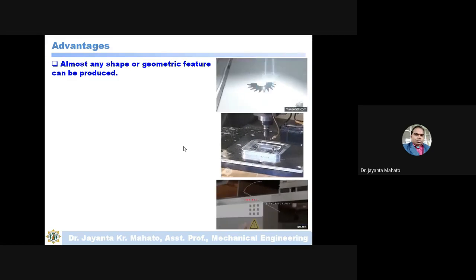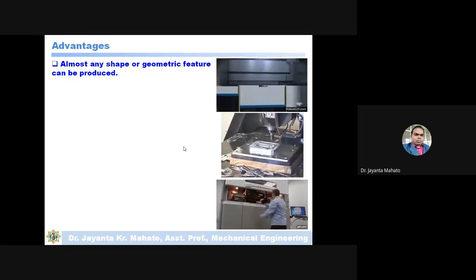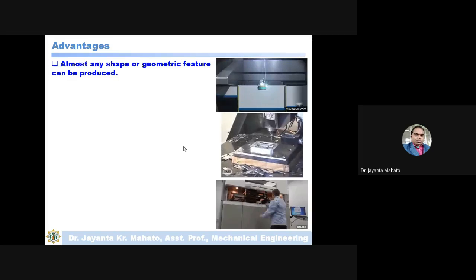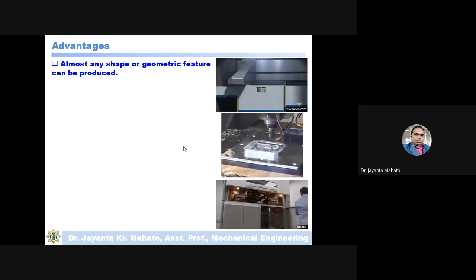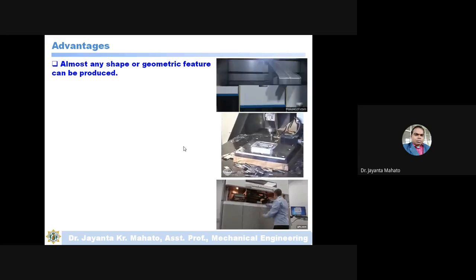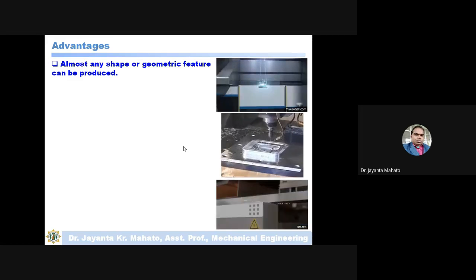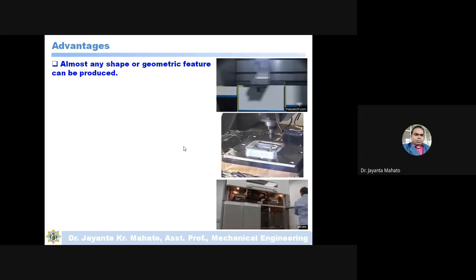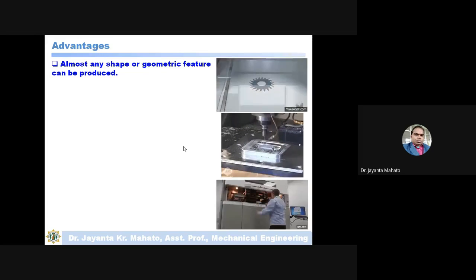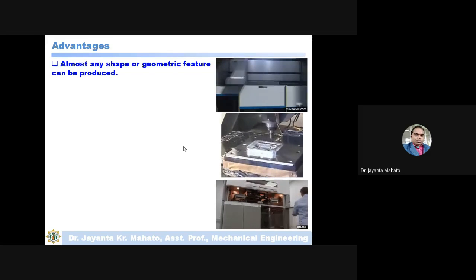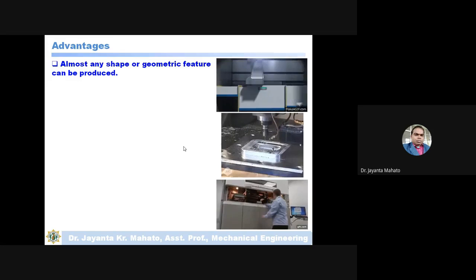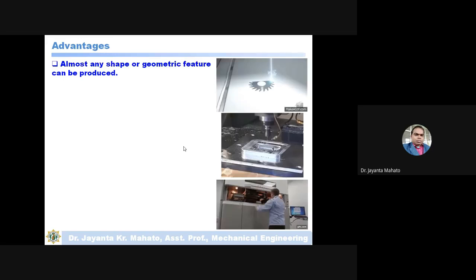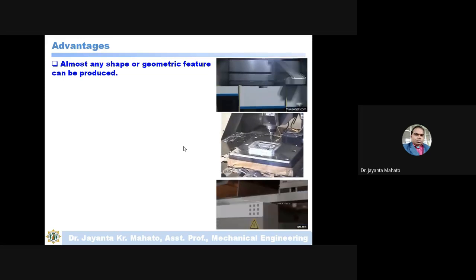See the first animated view, how easily the gear housing can be manufactured by this manufacturing process. See the middle animated view. Here, this rapid prototyping process is used to manufacture electronic gadgets. In the last view, see here, some aerospace components are manufactured by this rapid prototyping manufacturing process.